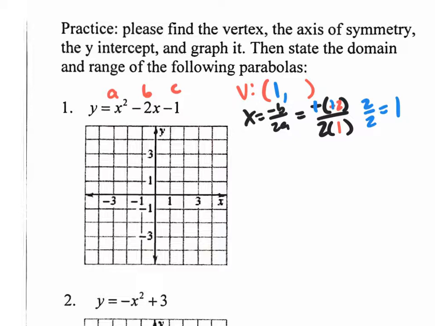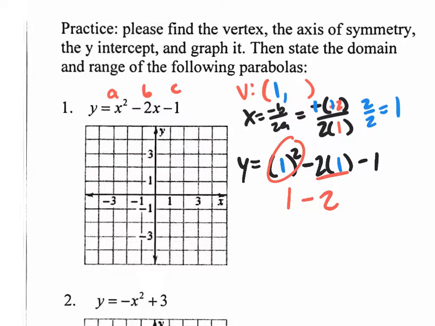And in order to find the y value, I need to rewrite this equation, but instead of x's, let's put parentheses. And then we're simply going to substitute that x value of 1 into the parentheses, and then we're going to do some math. 1 squared is 1. 2 times 1 is 2. There's a minus sign right between it, then minus 1 at the very end. So my y value, it says y equals right here. Y equals 1 minus 2 minus 1. That's going to be a negative 2. So my vertex y value is negative 2.